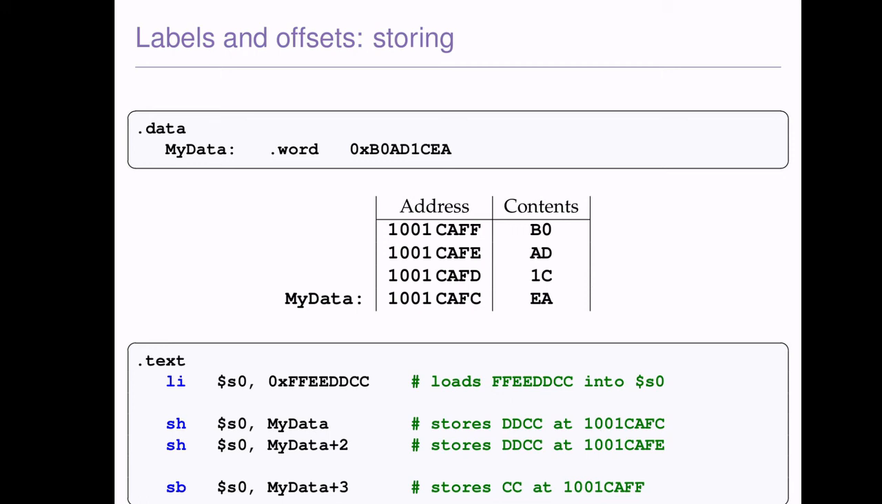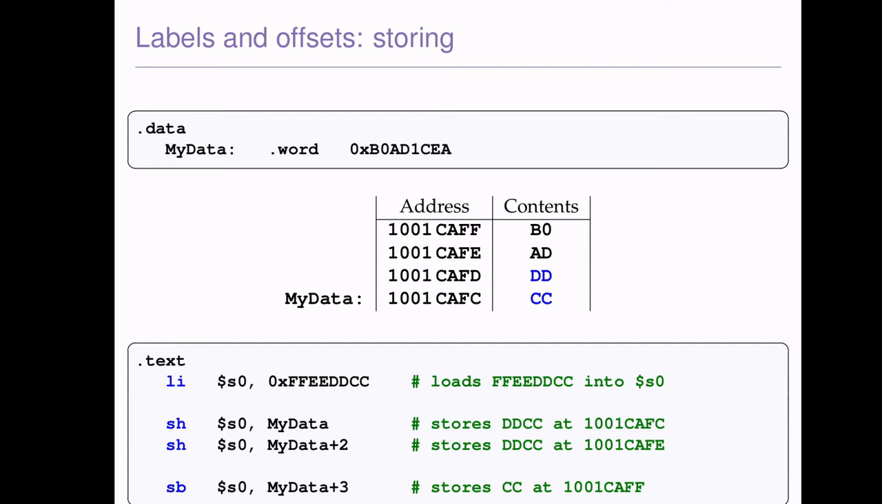Then again, we have the same setup, and we load the immediate value of FEEDDDCC into S0. And what we want to do is store the half word from S0 into my data. So what would that do? Well, it would use the my data memory location, which is 101cafC, and it would take the 16 least significant bits from S0, which would be DDCC, and store them at 101cafC, like so.